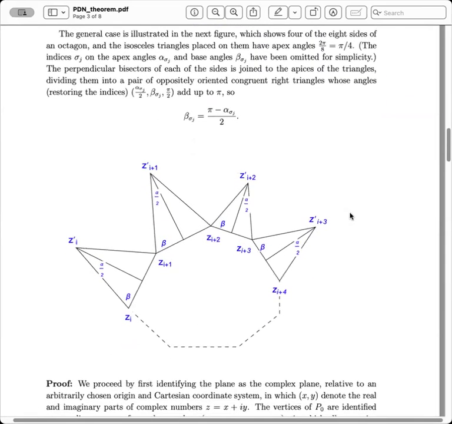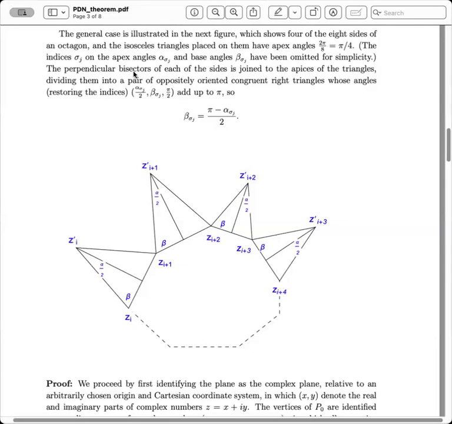The general case is illustrated in this figure, which shows 4 of the 8 sides of an octagon. There's nothing special about the octagon. This is just to have a concrete illustration. And the isosceles triangles placed on them in this case have apex angles 2 pi over 8, or pi over 4. The indices sigma j on the apex angles alpha sigma j are suppressed here just for simplicity. The base angles are called beta sub sigma j in general, but here we've dropped the sigma j because this diagram could be at any stage in the construction.